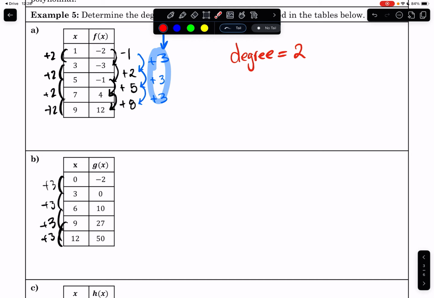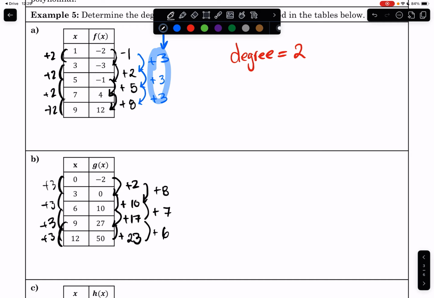Now for the right side. This would be plus 2. This is plus 10, plus 17, and plus 23. This is a difference of plus 8, plus 7, and plus 6. And this is a difference of minus 1 and minus 1. And there, it is now consistent.